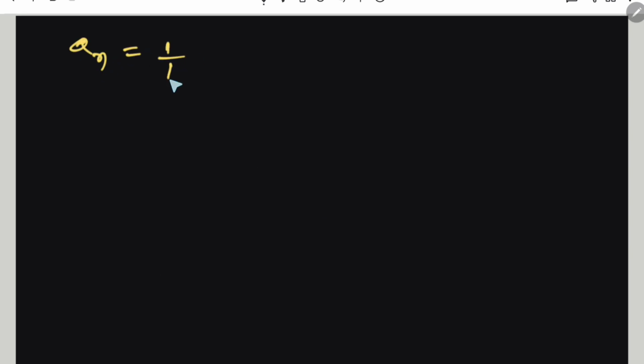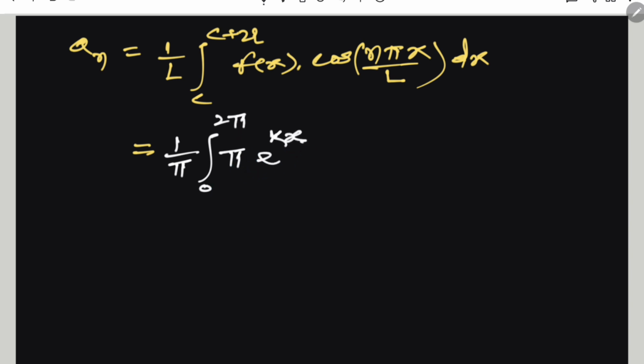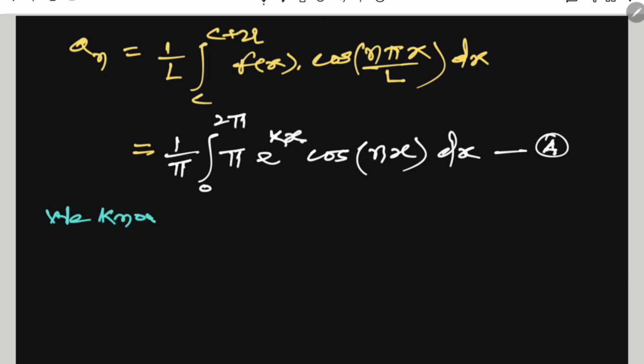Then we find out an as 1 by l integration from c to c plus 2l f of x multiplied by cos n pi x by l and its integration with respect to x. Then substituting values, we get 1 by pi, lower limit c as 0, upper limit as 2 pi, f of x as pi e raised to kx into cos of n pi x by pi, pi gets cancelled, we get cos nx only. And we call this equation number A.